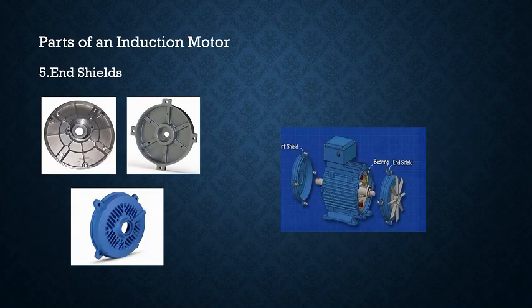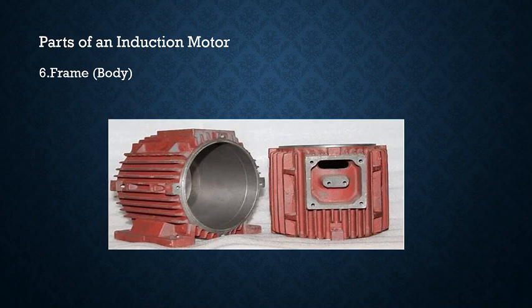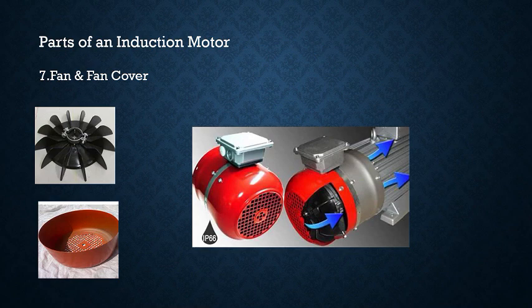These are the end shields, also called end covers. They hold the bearings in position and protect the internal moving parts from dust, damage, or foreign particles. The frame or the body of the motor encloses and supports all components. It provides structural strength and also acts as a heat dissipator. Most frames are made of cast iron or aluminum depending on the application.